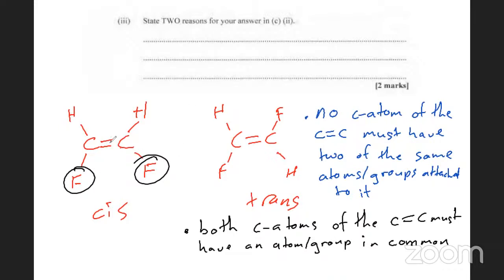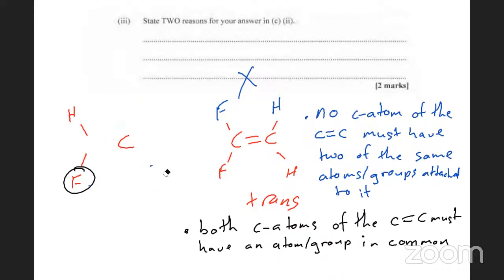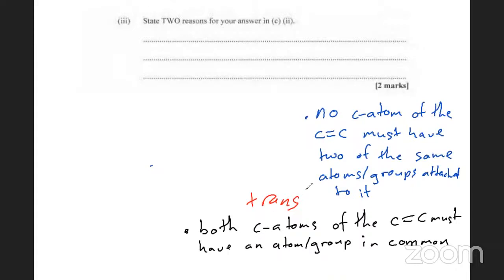If you look at this compound, both of them have a group in common, but none of them have two of the same group. What I mean by that is, if this one had fluorine on it and this one had hydrogen on it, this could not exhibit geometric isomerism. Remember, to exhibit geometric isomerism, the two of the same atoms must be on the same side. All right, so let me put up the next point. Ensure you are taking down these points. The reason is that both carbon atoms of the double bond must have a group in common. The third point.